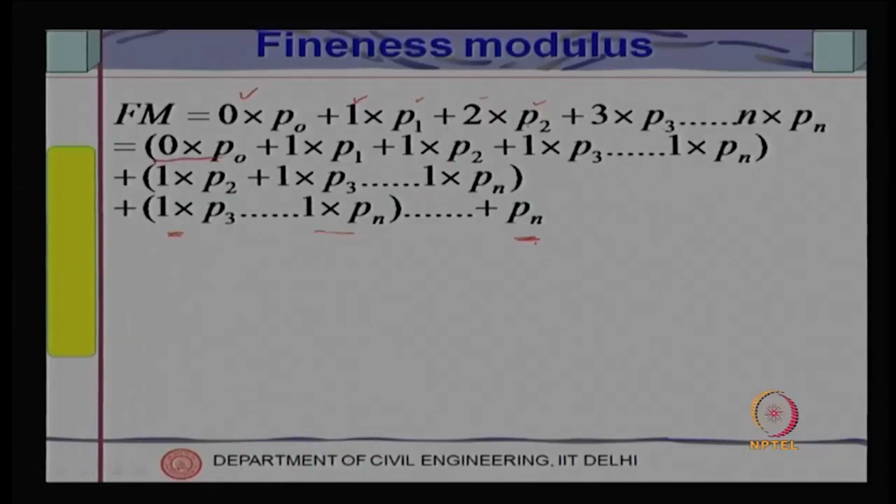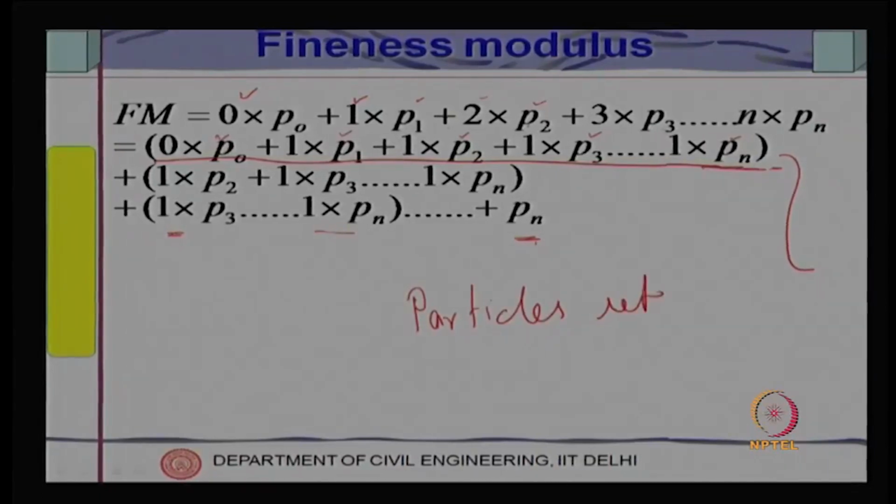Now, what is this? This is the proportion of all the particles, right. So, particles retained in the bottommost size, particles retained in the smallest size, that is 75 micron.